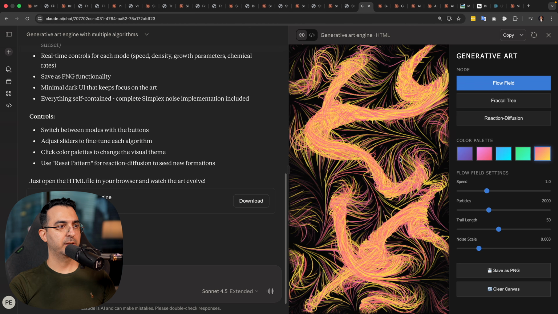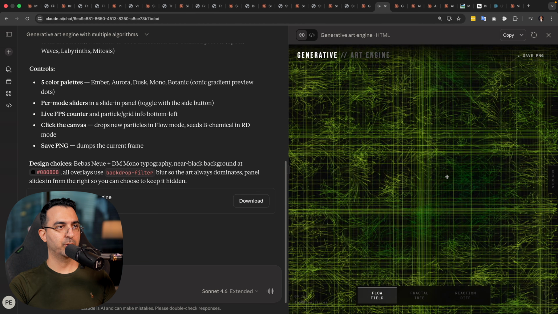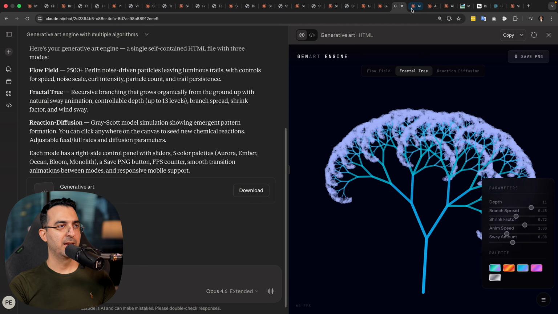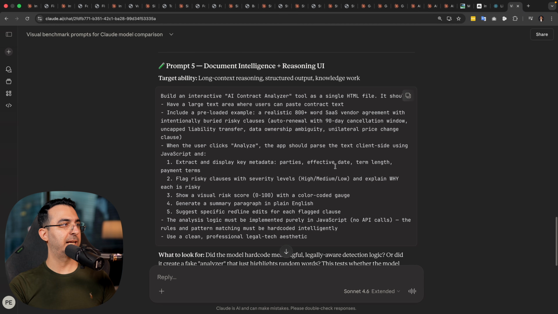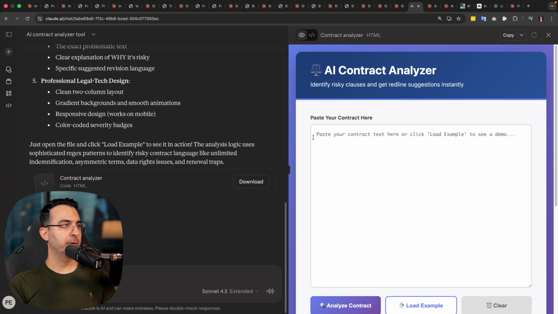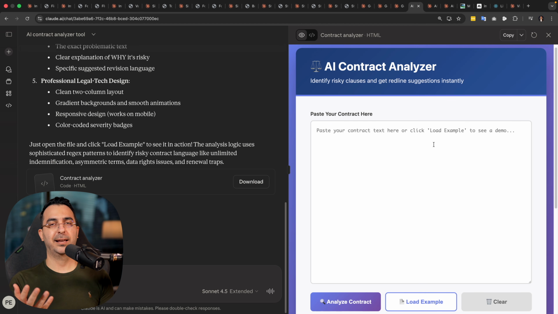If we come to the particles, if we just disregard these straight lines, the particles in the background are looking amazing. Anyway, let's go for the next example, our last example, where we are going to look at document intelligence and reasoning UI. So we are going to target abilities of long context reasoning, structured output, and knowledge work. So here we have a tool that can analyze contracts and tell us the weak points of it, the problems that it may have, and the issues with it.